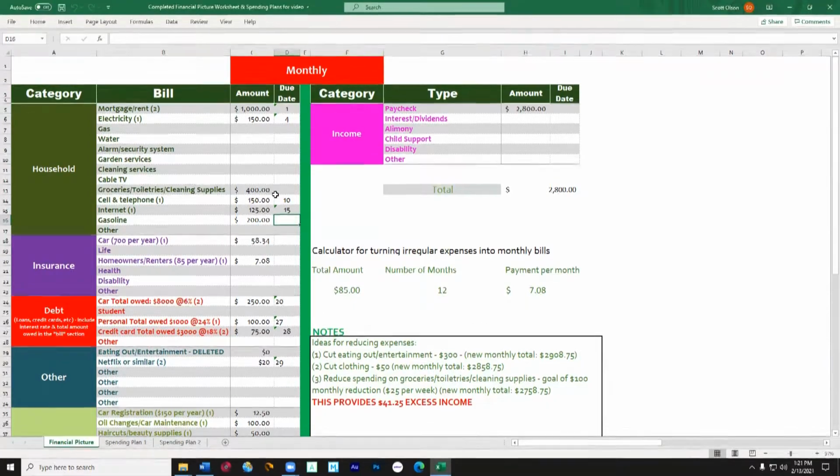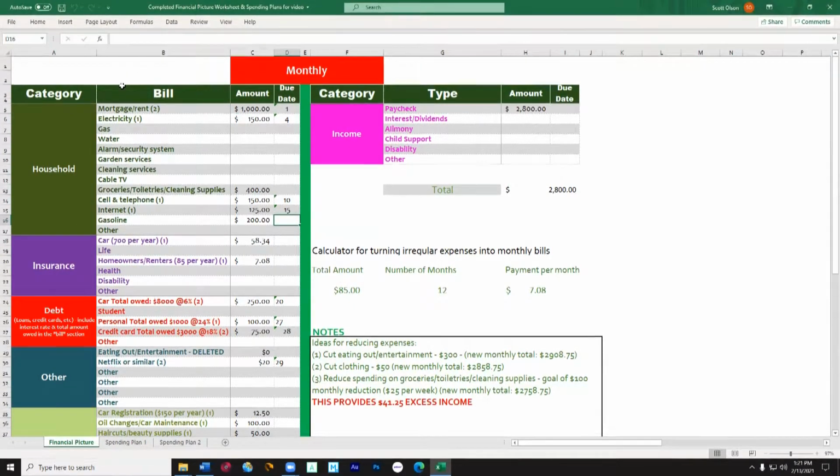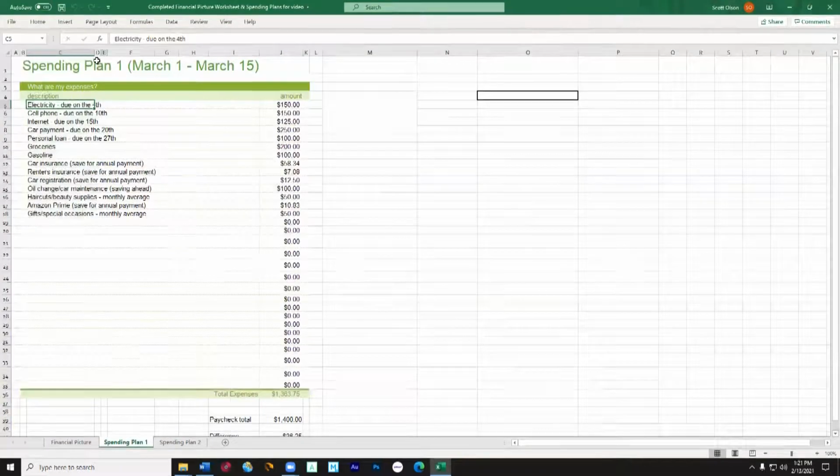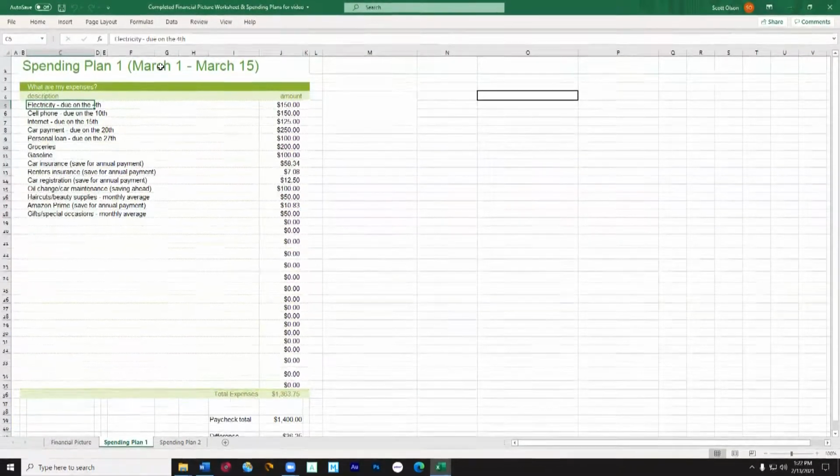Now, we're going to put together both of your spending plans for the month so that we can split up each of these bills and expenses and put them on the right spending plan. We're going to start right at the top with the mortgage or rent, and you can see that that is $1,000. Now, the first inclination would be to say, well, it's due on the 1st, so we need to put it on the first spending plan for March 1st through March 15th.